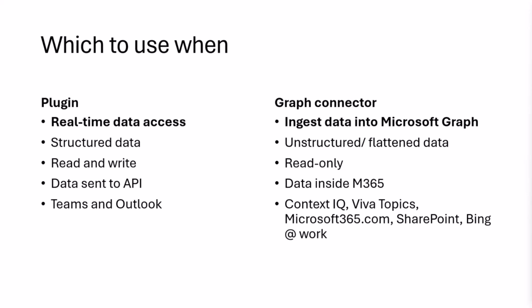With a Graph connector, it's slightly different. This is ingesting your company data into Microsoft Graph, so it's part of the semantic index. It's part of the knowledge of Copilot, and you're bringing that data in, which is more relevant to unstructured and flattened data and also data that is read-only as well. But today we're focusing purely on the left-hand side. We're focusing on Copilot plugins.